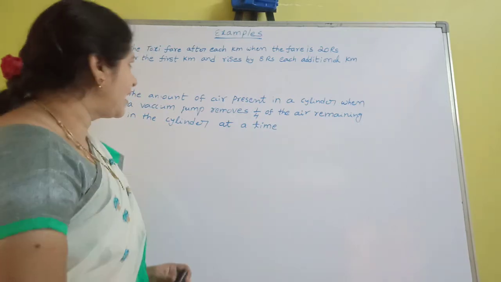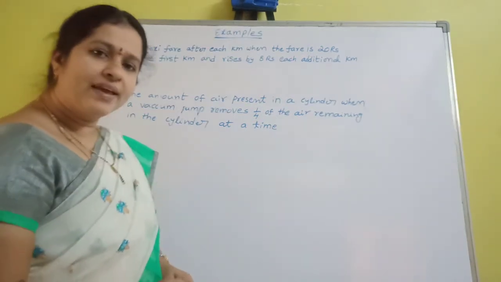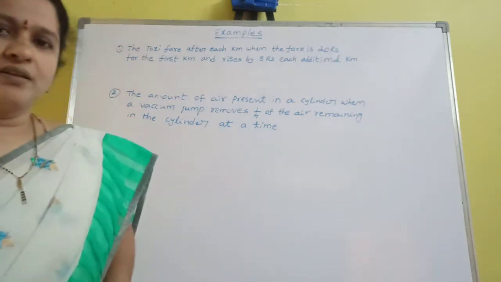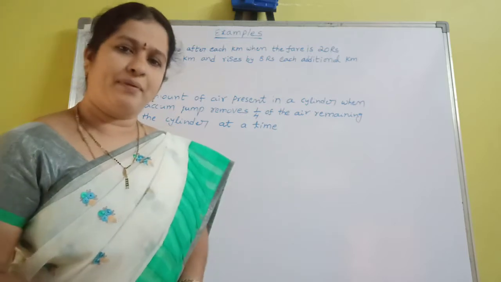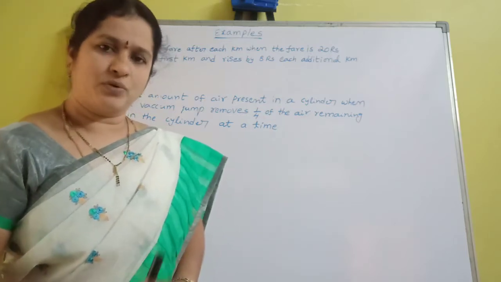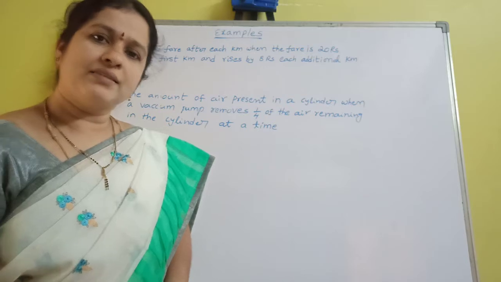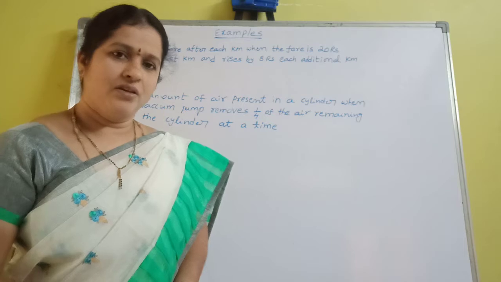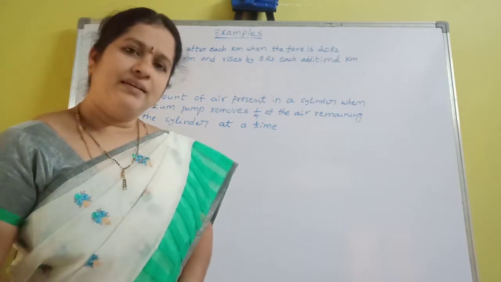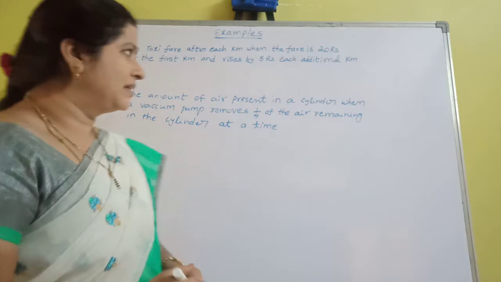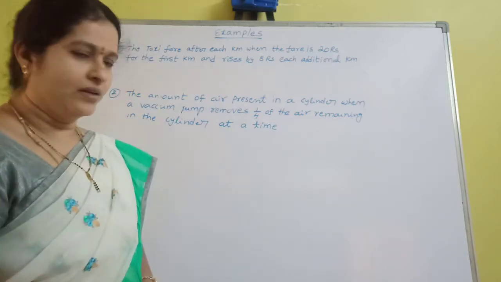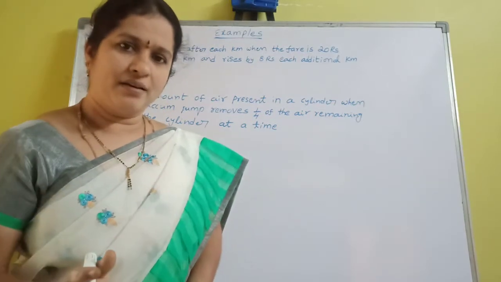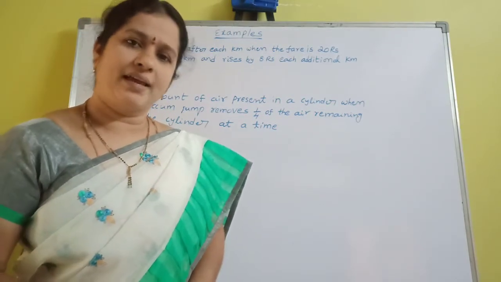In an arithmetic progression, the first term is always A, and D is the common difference. So what is the general formula for an AP? A, A plus D, A plus 2D, and so on. A plus n minus 1 into D is the general form of the AP series. So the nth term a_n equals A plus n minus 1 into D. D is the common difference.